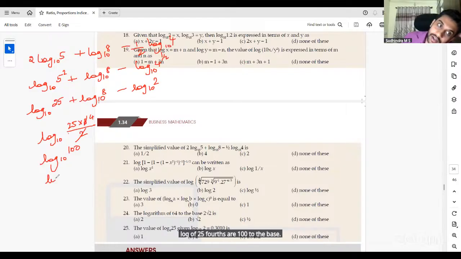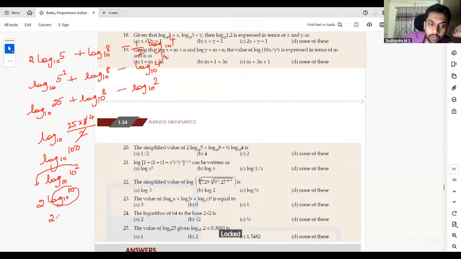Can I express 100 in terms of 10 to the power something? 10 square, correct? Yes. Bring this 2 outside. 2 times log 10 to the base 10. Log 10 to the base 10 is 1. 2 into 1, 2 is the answer. Option C. Is that clear?